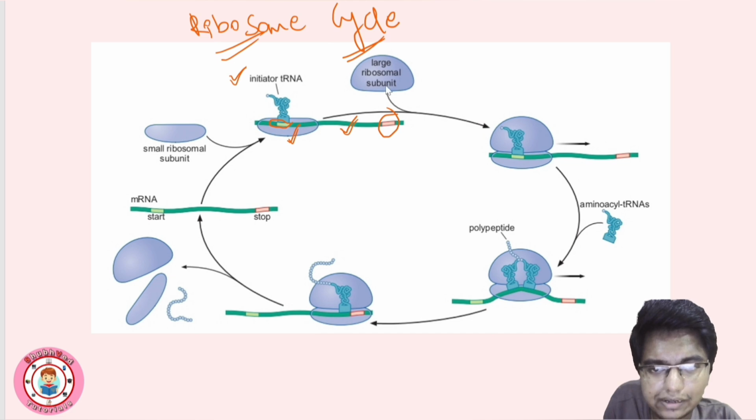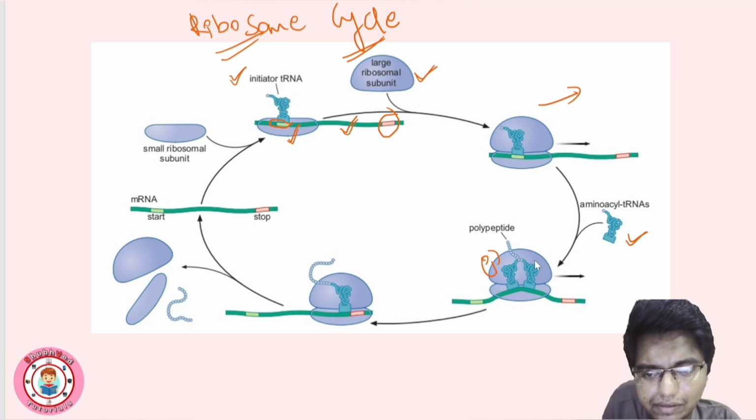Then the next thing is the large subunit will come, after the small subunit and initiator tRNA. Means first the small one comes, we just saw. Then the ribosome will be moving in the 5' to 3' direction, and the amino acids will come one by one. So here is the next thing: amino acid tRNA. See, this is the initiator tRNA. This is the aminoacylated tRNA, and now the polypeptide is synthesized.